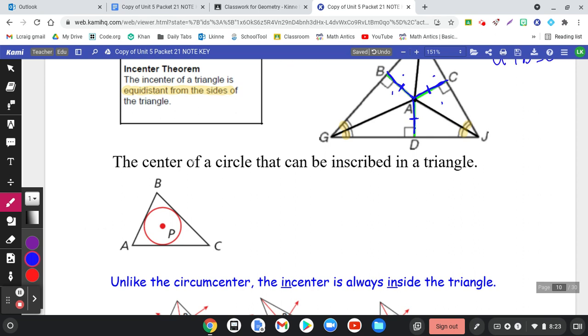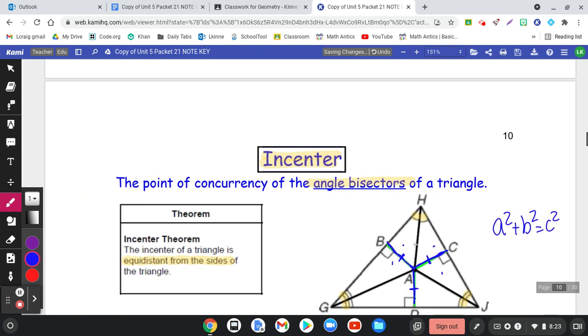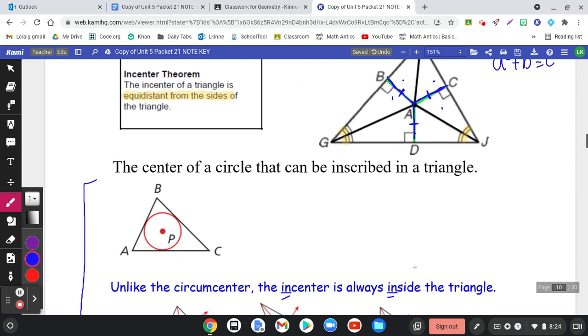Okay, and this gets its name because it's the center of a circle that's inscribed, where the circle's inside of the triangle. And it's the incenter, and it's always inside. Again, these two things you don't need to memorize, but you do need to know that it's made up of angle bisectors. So your angles are being cut in half, and it's the same distance to the side.